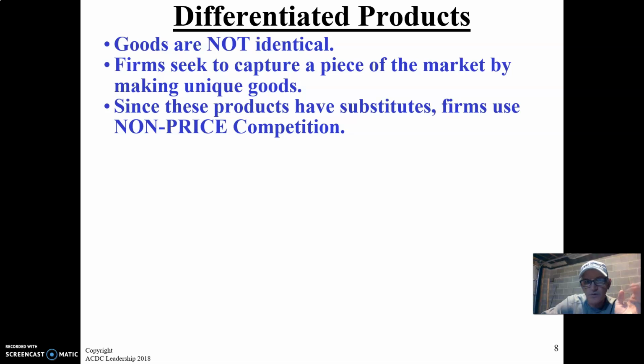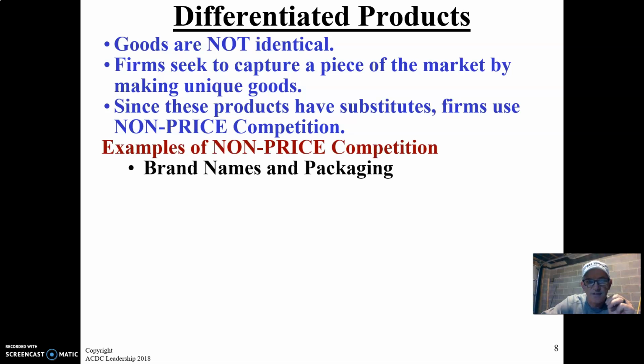I'm going to stick with the normal whatever. And so there's a lot of non-price competition. Generally, with non-price competition, you see things like brand names, you see packaging. Sometimes you'll get athletes on the box or whatever the case may be. Whatever the attributes are to the product, this blueberry flavored whatever.